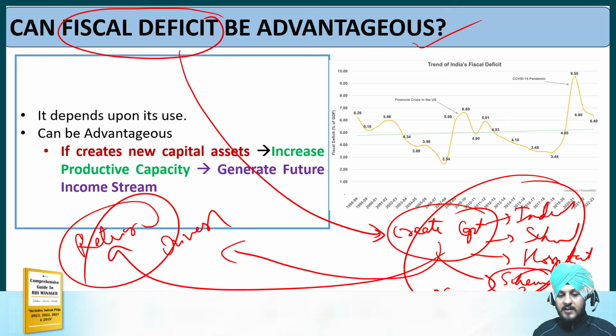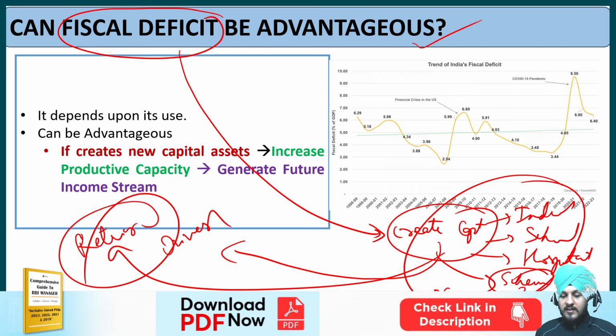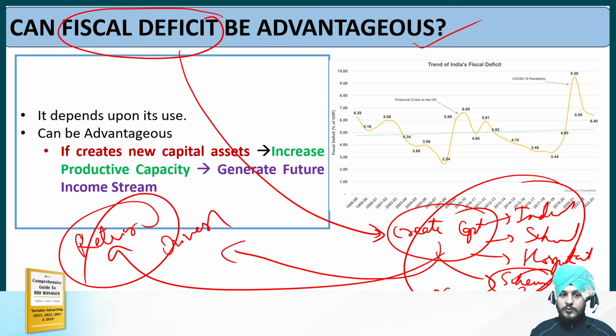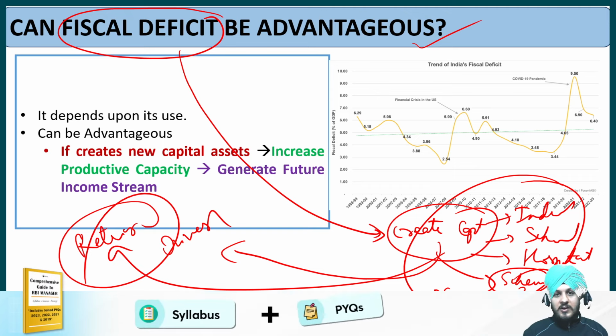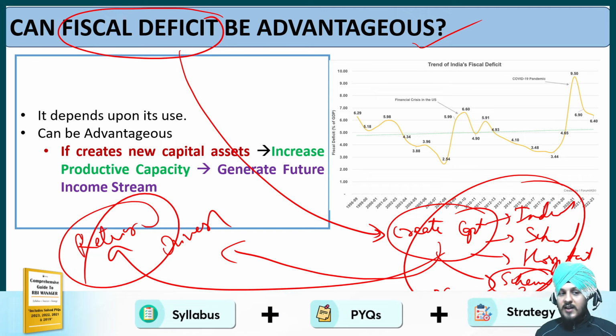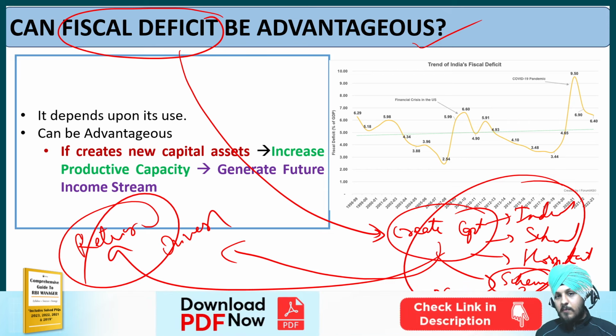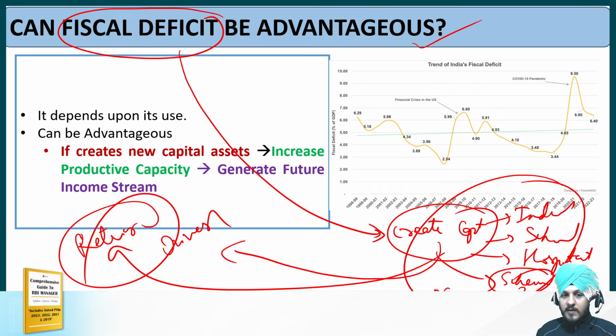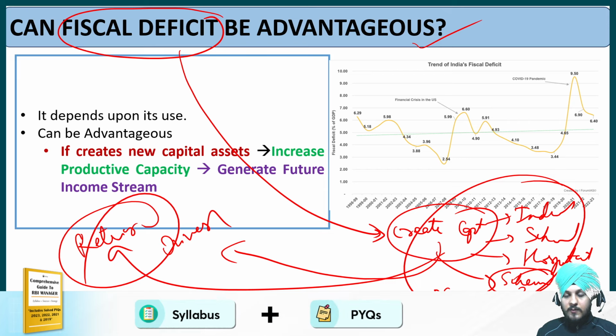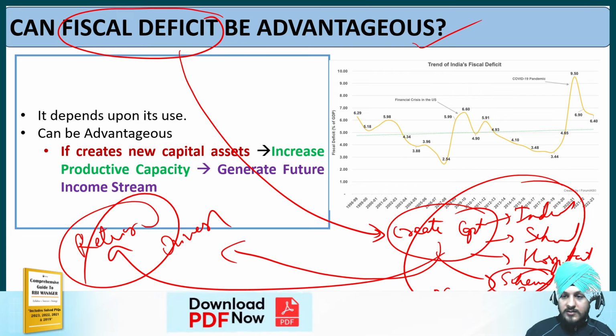So if the government creates new capital assets, then that will increase its productive capacity and generate future revenue streams. So this shows that the fiscal deficit is not always harmful. It should be used in a judicious manner in order to meet the demands of the economy. If the fiscal deficit is being used in an optimized manner, it will lead to benefits and economic sustainability in the long term. So I hope this point is clear to you.